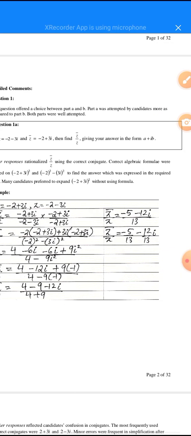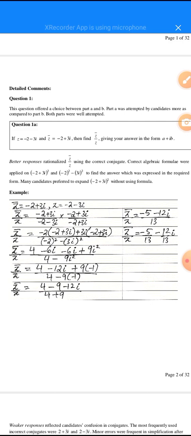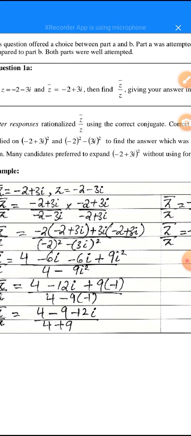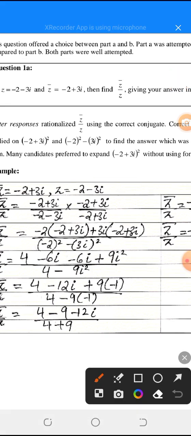This is the standard form, a + b iota. Now what you have to do here is show z bar over z. If I just zoom in on z bar over z, you copy z bar, which is -2 + 3 iota. Then you copy z, -2 - 3 iota, z bar over z.